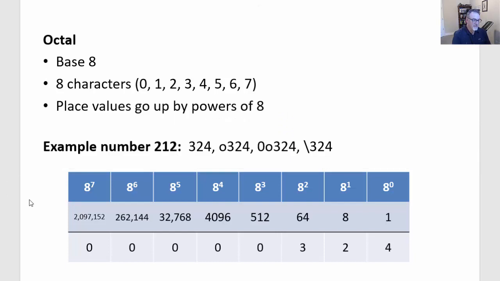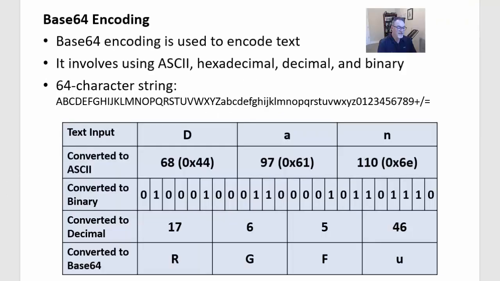Now let's do something fun. We'll move over here and we'll take a look at Base64 encoding. So Base64 encoding is pretty interesting. It's used to encode text. It's often used by hackers to obfuscate what they're doing, to hide their code, to hide their plain text by encoding it in Base64 encoding. It involves using ASCII, hexadecimal, decimal, and binary.